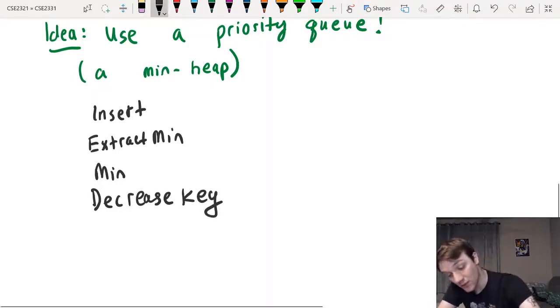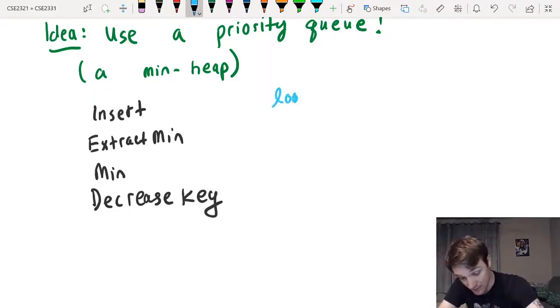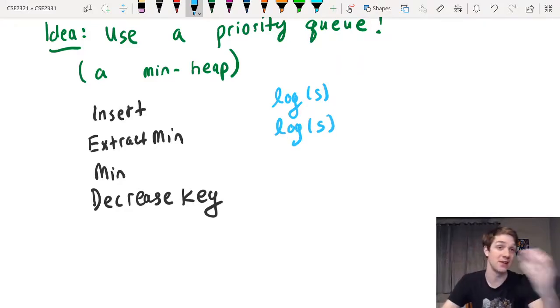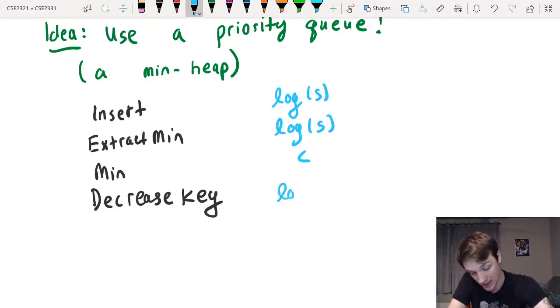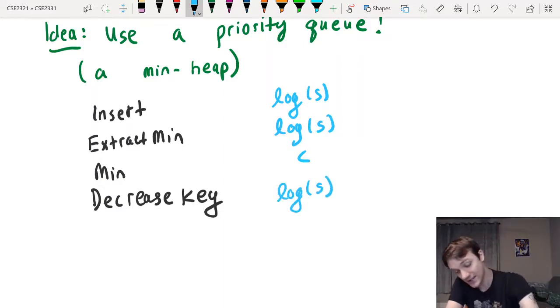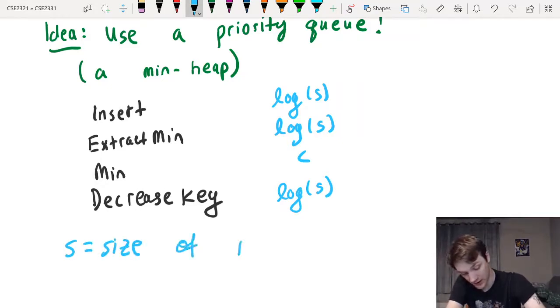So, insert, if we remember, took log s time, where s was the size of the data structure. Extract min took log s time. That removed the minimum and then fixed the heap. Minimum is just finding the minimum. That's guaranteed to be the root. That's going to take constant time. And decrease key will take some node in the heap and change its value downwards. By doing this, we break the heap structure and might have to fix it, so it takes log s time, where s is the size of the priority queue.